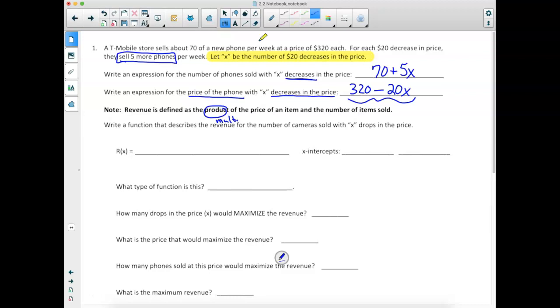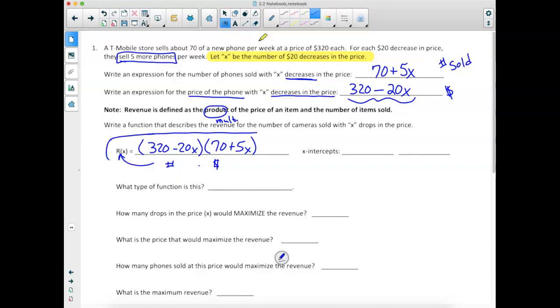All we're going to do is take this, number sold, and this, price. If we're writing a revenue equation, we simply take the price of an item times the number sold. So I can say (320 minus 20x), that's the price of the phone, times (70 plus 5x), that's how many phones they're going to sell. If I take number times money, I get revenue, okay? No big deal.